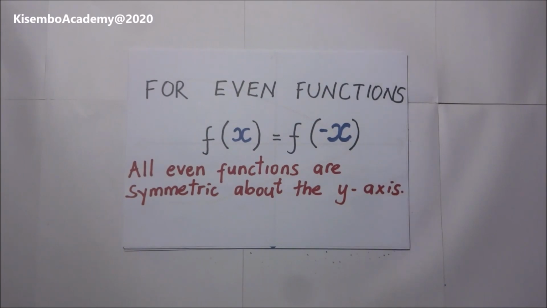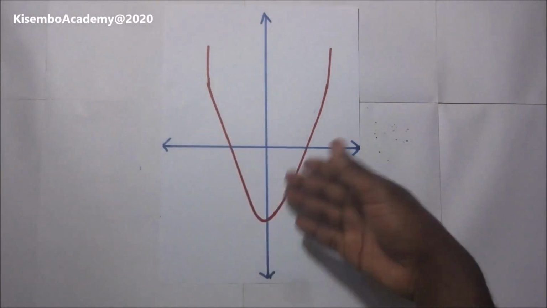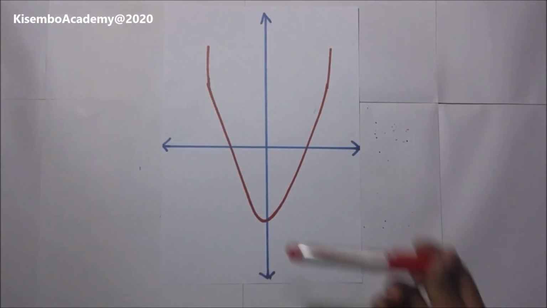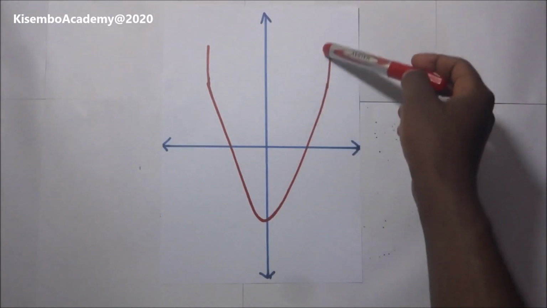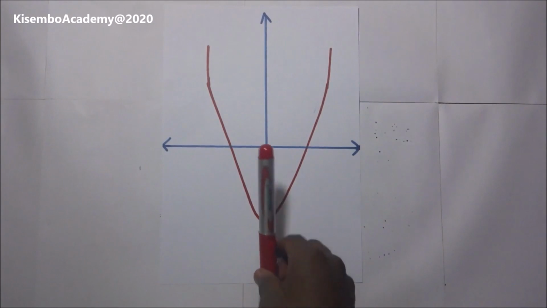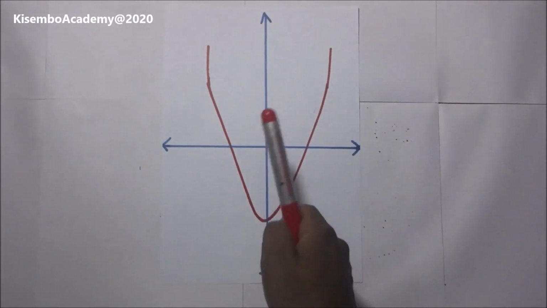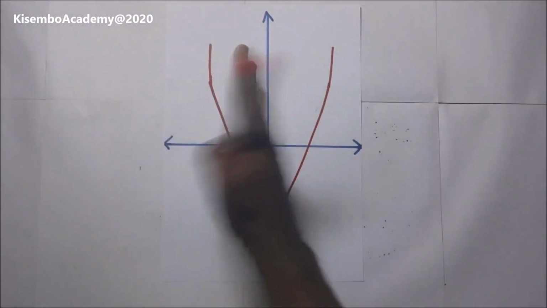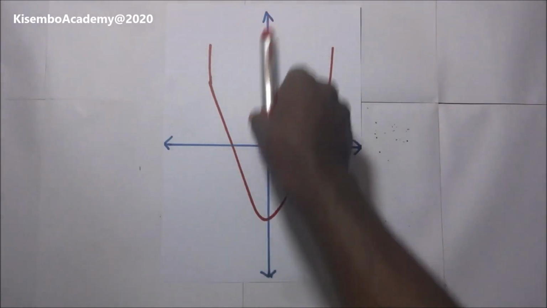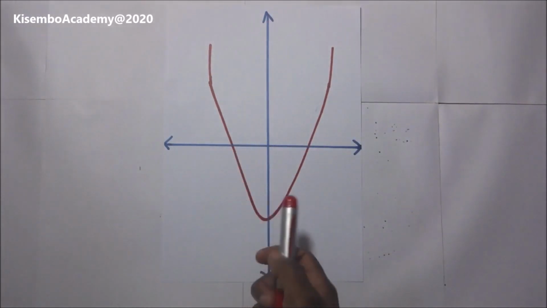Let's take a look at a few graphs to illustrate this further. If you look at this graph, this is a quadratic graph. This quadratic graph is an even function. Why is it an even function? If you see this quadratic graph, it is symmetric about the y-axis. In other words, the y-axis divides it into two equal parts. So it is symmetrical about the y-axis. This is what we mean.